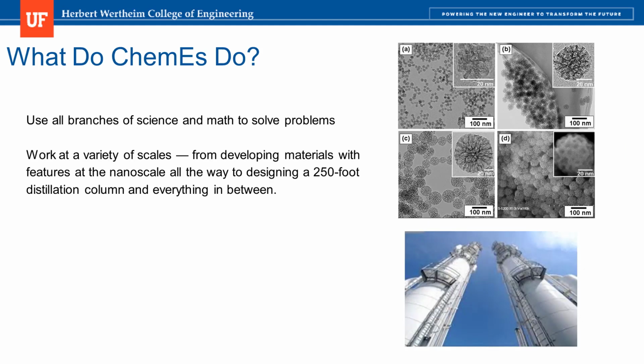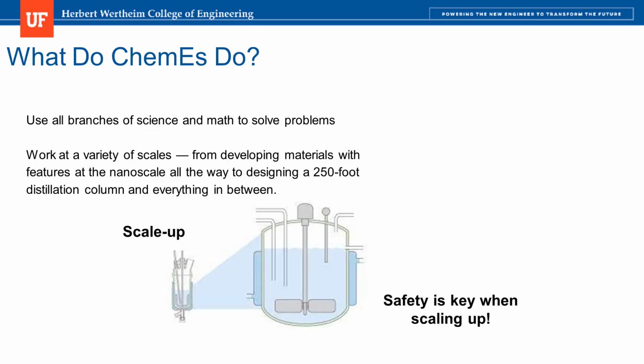Furthermore, we as chemical engineers are masters of understanding scale, whether it is designing drug-carrying particles with diameters on the nanoscale, or designing a giant 250-foot-high distillation column. A chemical engineer can design it and build it. A chemical engineer might also work on scale-up of a process. That is, taking a process that is researched and proven on a small scale, and making it larger to produce enough product to satisfy a given demand, and hopefully make a lot of money.